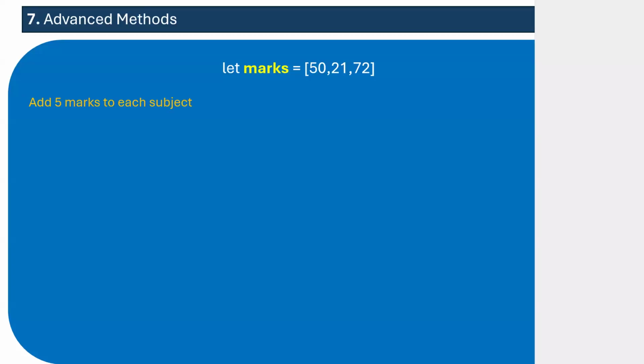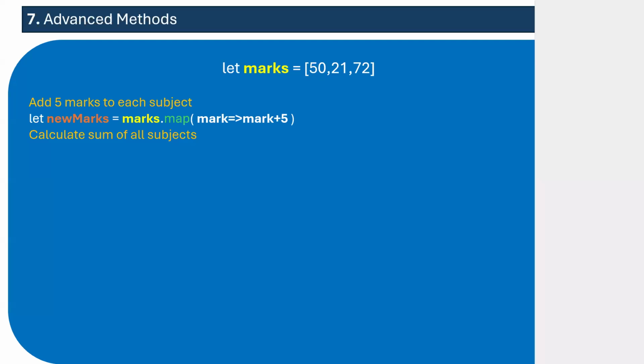Map is a function used to modify. Here is the code: marks is your array, dot map, and you're writing one callback. The callback takes a single argument and you have a single return statement, that's why I was not using the return keyword. You can see mark plus 5, and if I print the new marks, you can see, guys, 55, 26, and 77. This is how map works.